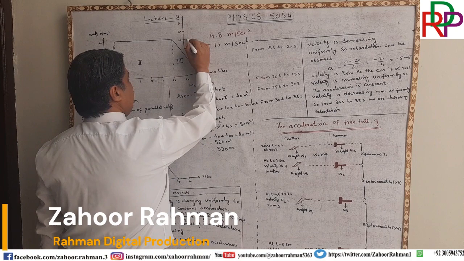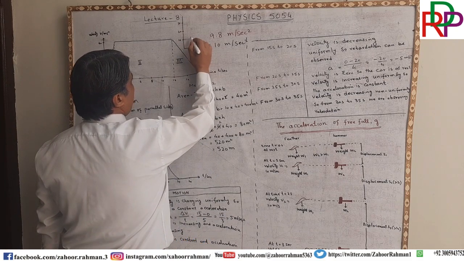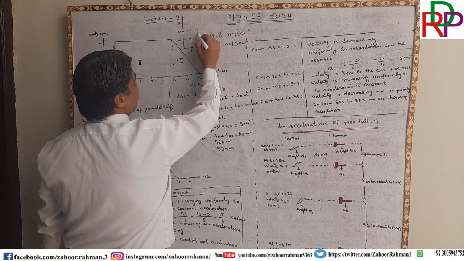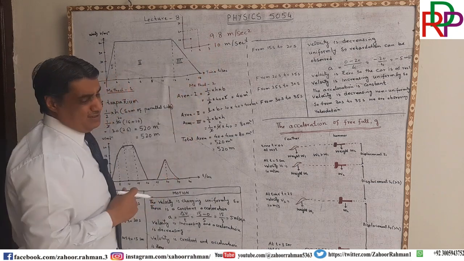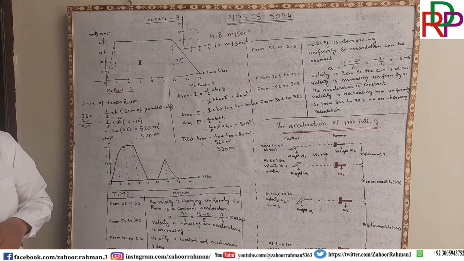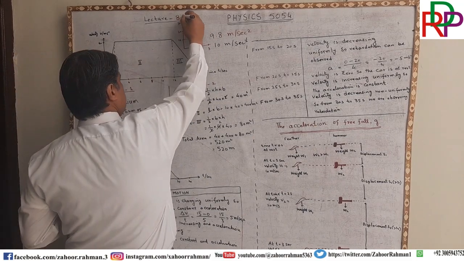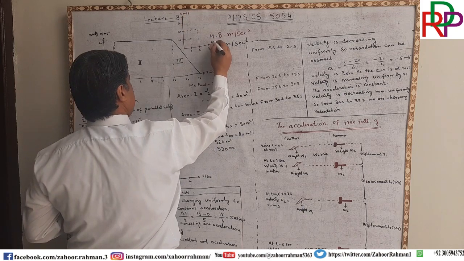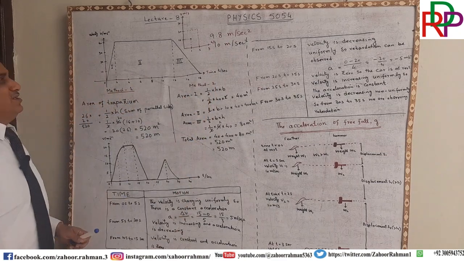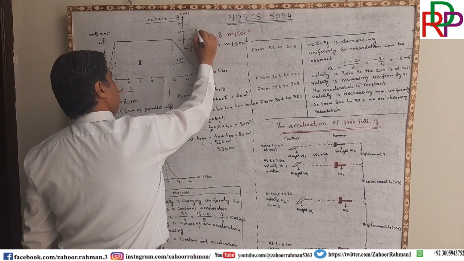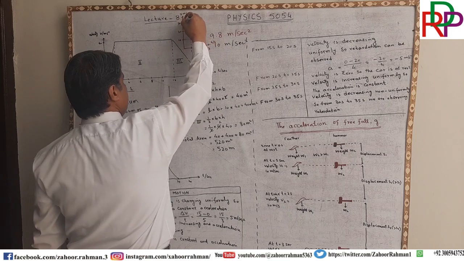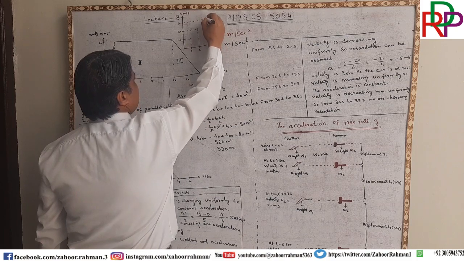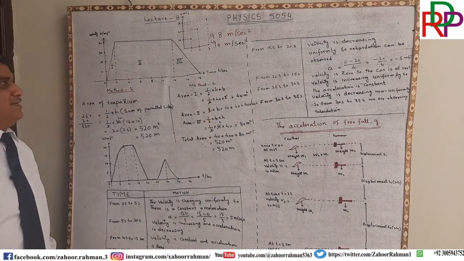Now there will be a point here, and because this is velocity in meter per second, and this is time in seconds, the second point will be here, where they intersect each other at this particular point. The third point will be here.